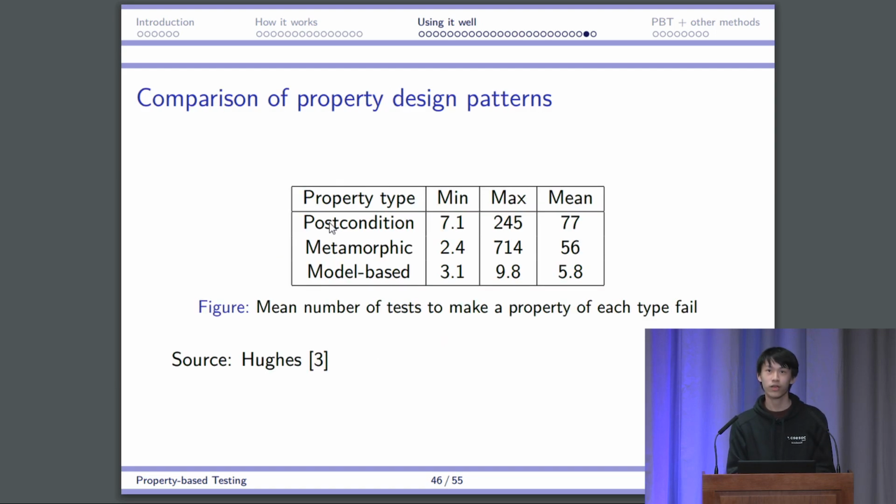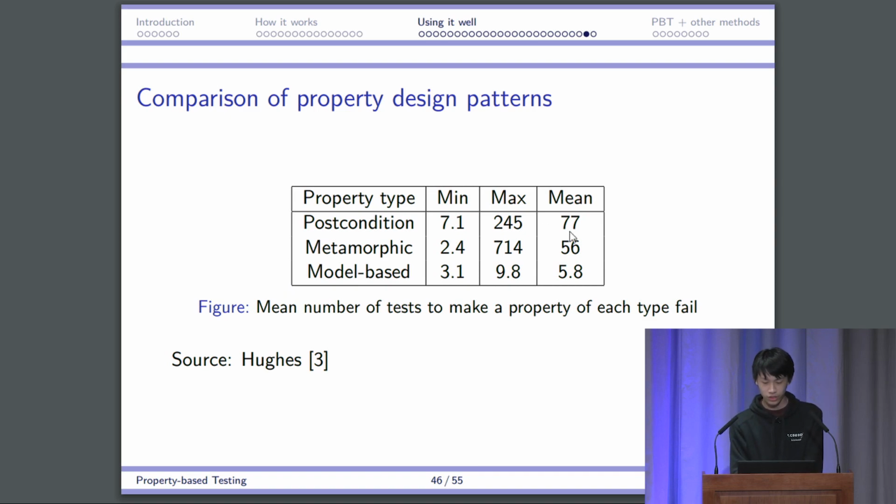Okay, so I've described to you three property design patterns, and you might be wondering, well, which one's the best? Which one performs better than the other? And well, we have this table here, kindly arranged by John Hughes. So essentially what he did was he implanted some bugs, some subtle, some obvious, into his code, and then he wrote properties to try and see if his property-based tests would catch the bugs. And this is the data that he gathered.